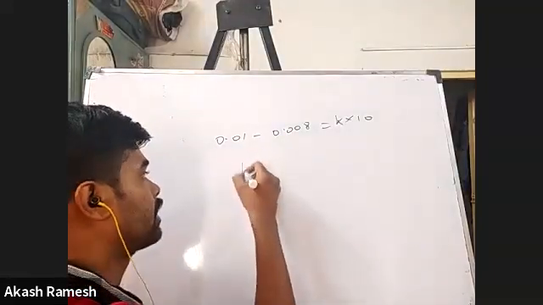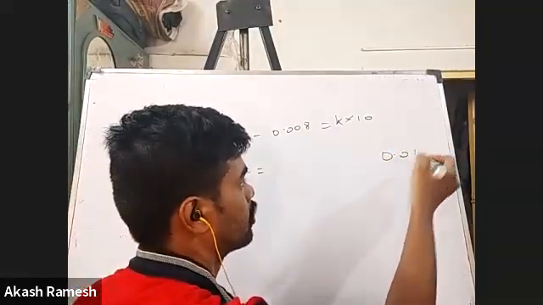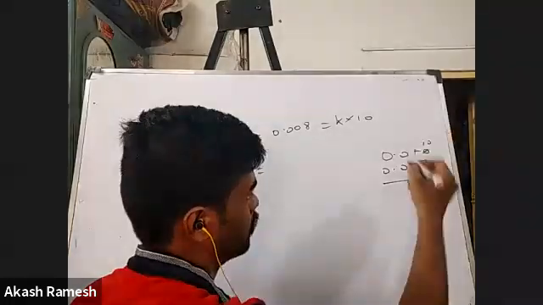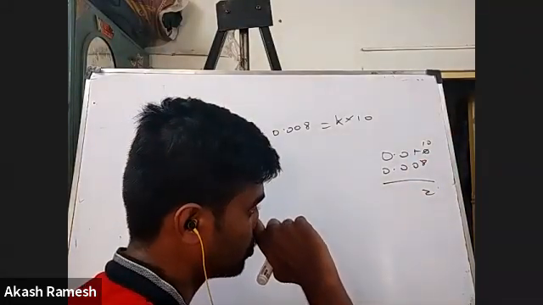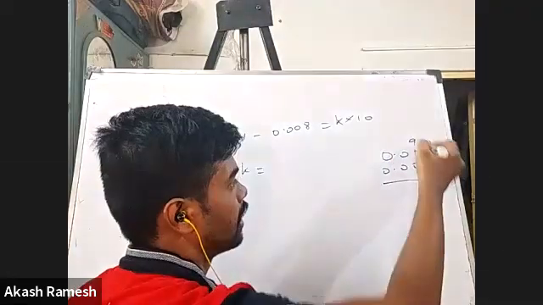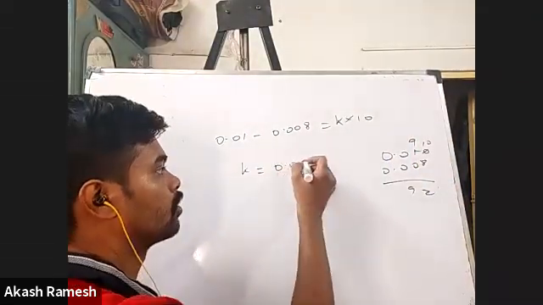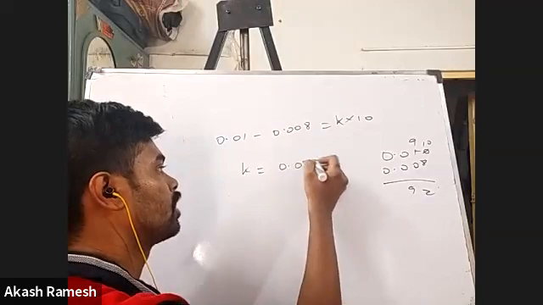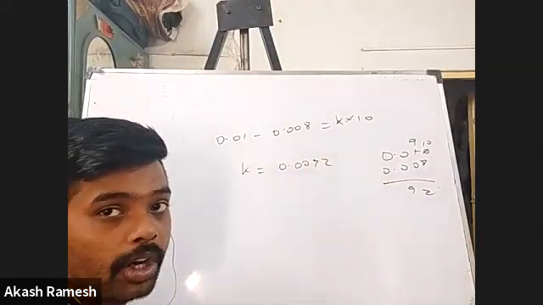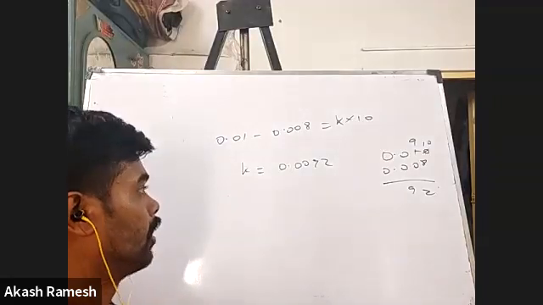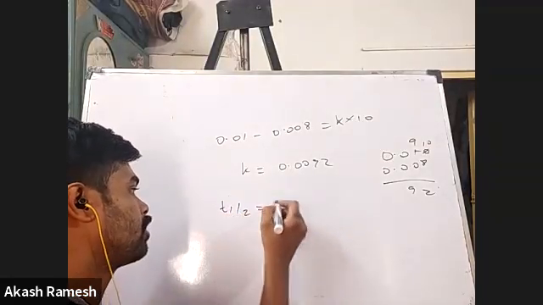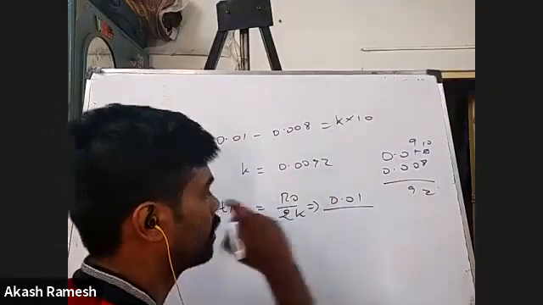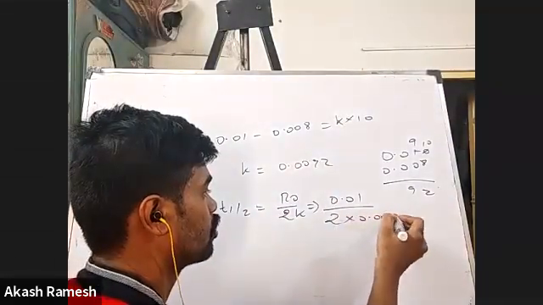Okay, so I can write K as 0.01 minus 0.008, that's 0.002. Is it 0.00? No, this should be 0.0092... so it should be 0.092 divided by 10. So it should be 0.0092. Was this the K value which you got? Okay, now that's it. So I have T half is equal to R naught by 2K. R naught is 0.01 divided by 2 into 0.0092.